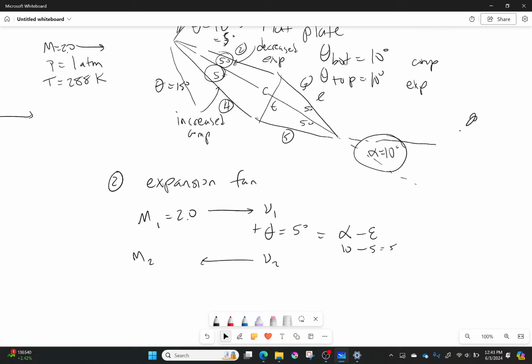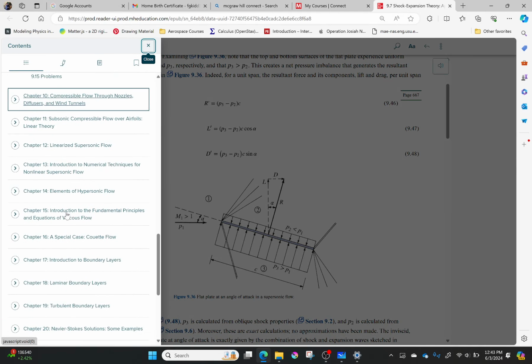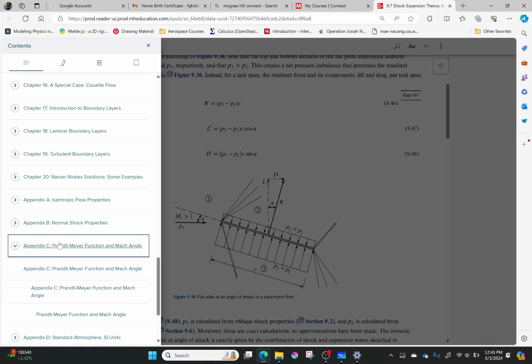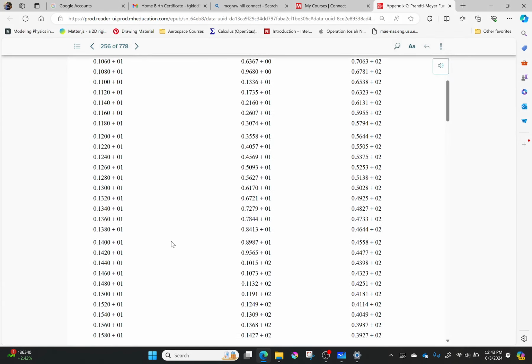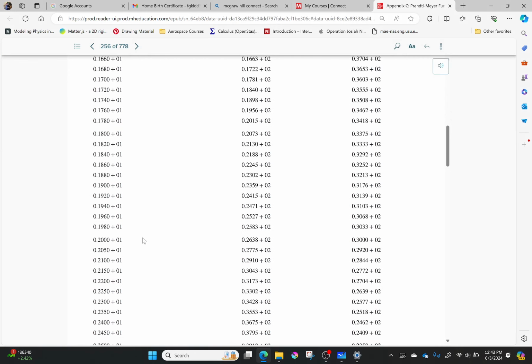Okay, so let's do this. I've got a Mach number 1 equal to 2.0, so let's go to our Prandtl-Meyer function tables and figure things out from there. I'm going over to the appendices, appendix C, there I am. I'm going to scroll down until I find a Mach number of 2.0, which I found right here. And that's got an angle of 26.38 degrees. We've seen that one before, because we used the same number. So 26.38 degrees.